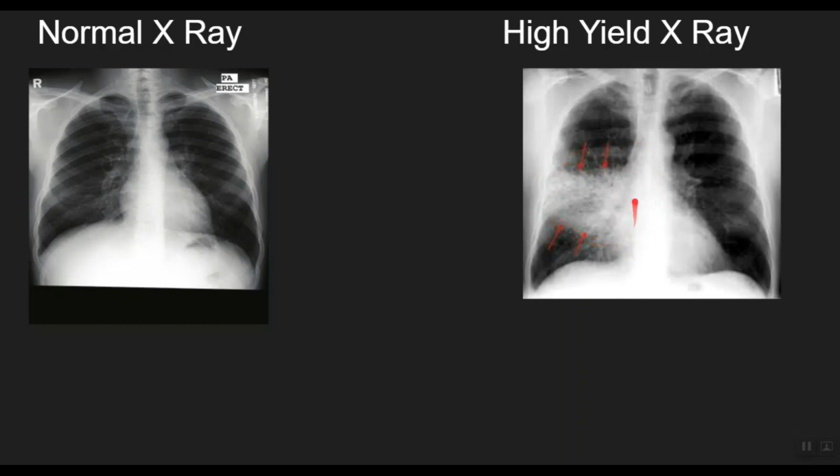Can you guess what the pathology is? I'll give you a hint. It's a bacterial disease. I hope you're thinking about bacterial pneumonia, specifically lobar pneumonia.